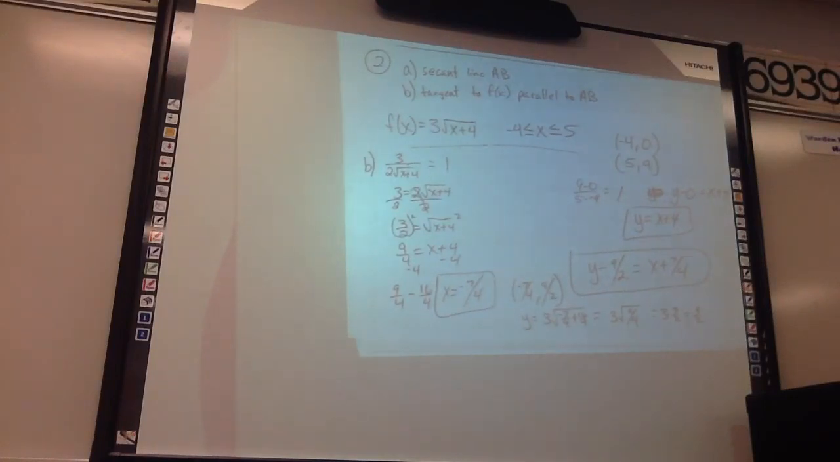The one on the test is not quite as bad as fractions, which that wasn't even bad. That's where we worked out y minus 9/2 equals x plus 7/4. It normally does that when you have the square root in the beginning.